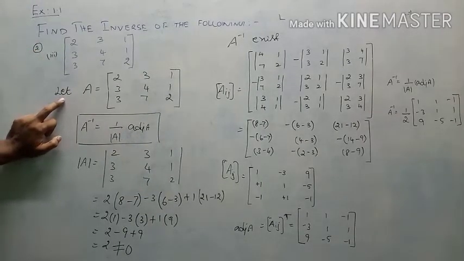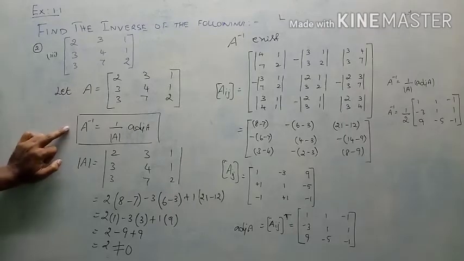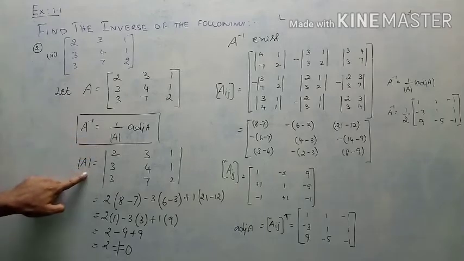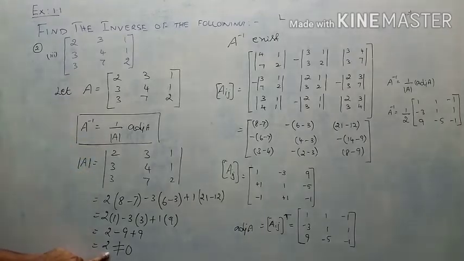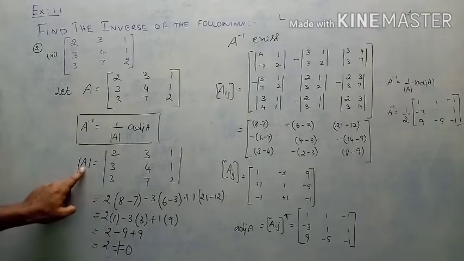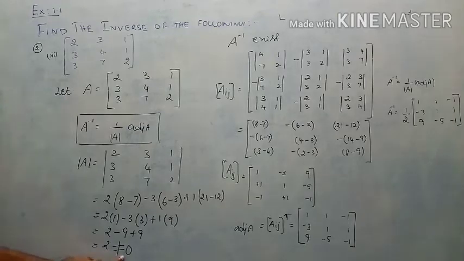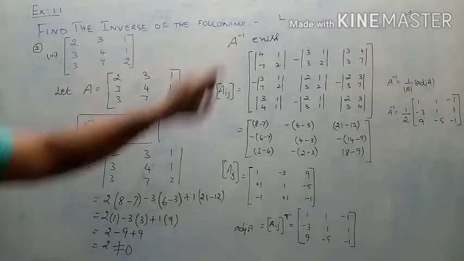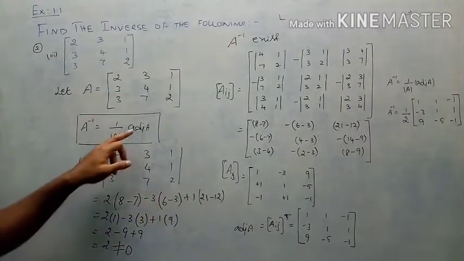Step 1. Let us take the given matrix as A. The formula is A inverse equal to 1 by determinant A into adjoint A. Very first find out determinant A. Whether determinant A not equal to 0, you can find the inverse. In this case, determinant A will be 2, which is not equal to 0. Therefore, A inverse exists. Second step, we want to find out the adjoint A.